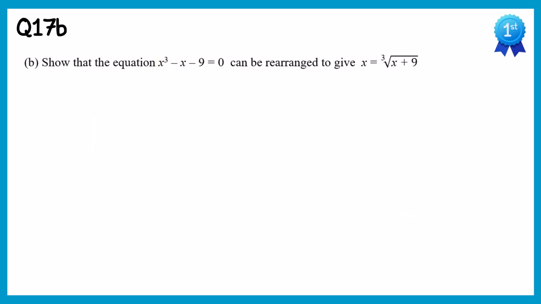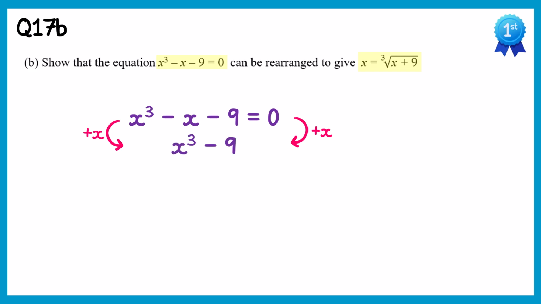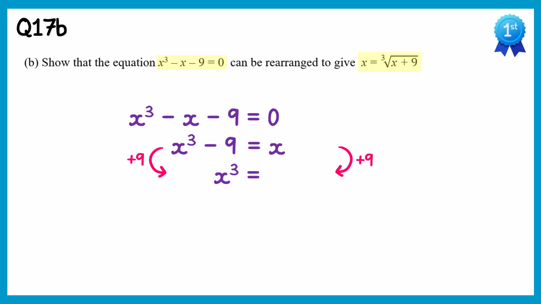In the second part, we need to rearrange this equation to give this one. So let's start with the original equation, and we'll begin by adding x to both sides. On the left-hand side, this will cancel the negative x, so we're left with x cubed subtract 9. But on the right-hand side, we've got 0 plus x, which is x. Then we would add 9 to both sides. This will cancel the negative 9 on the left, so it's just x cubed now. And on the right-hand side, we have x, but then we add 9, so x plus 9.